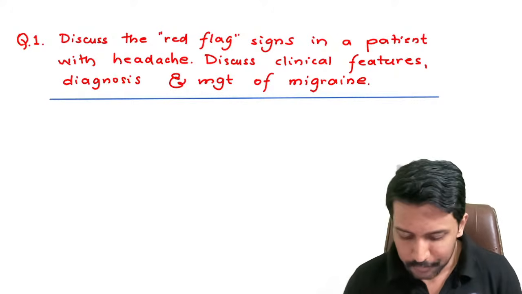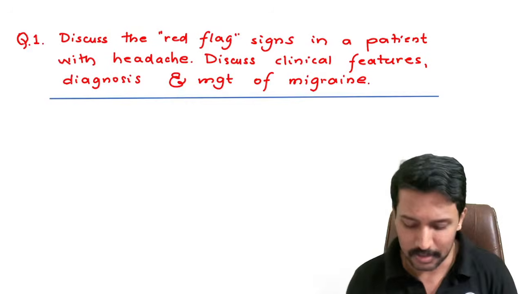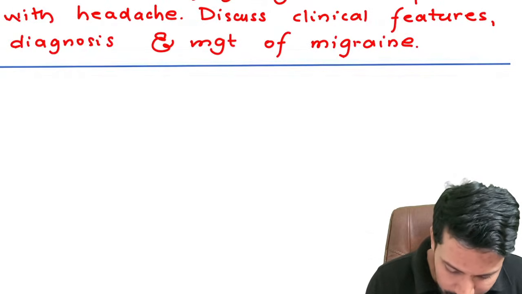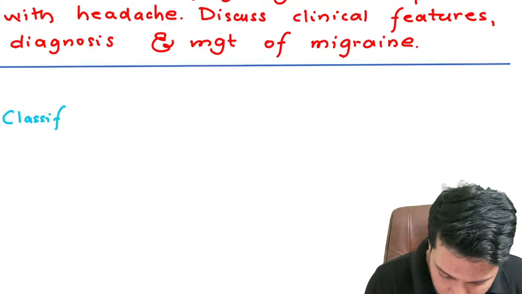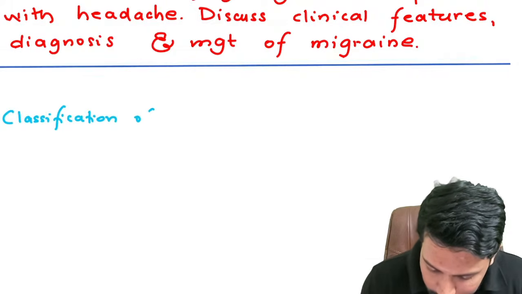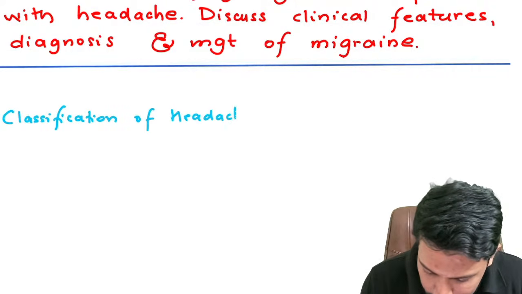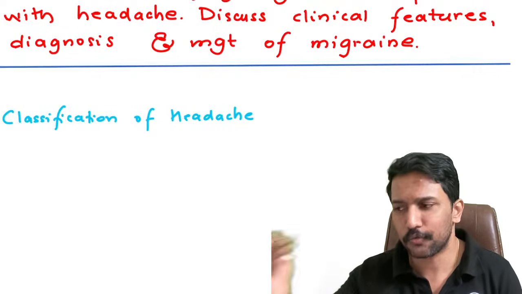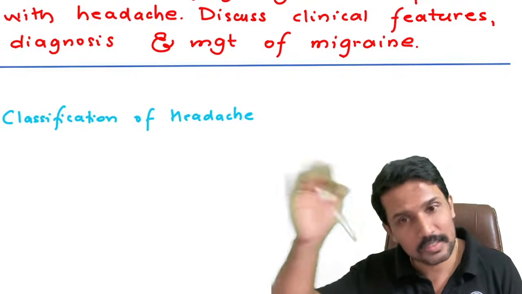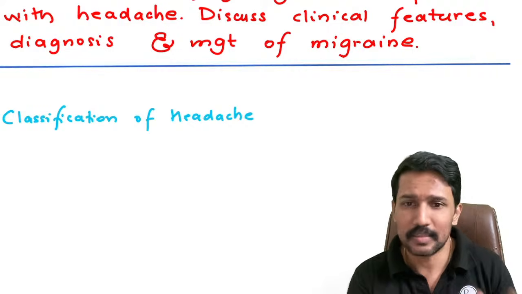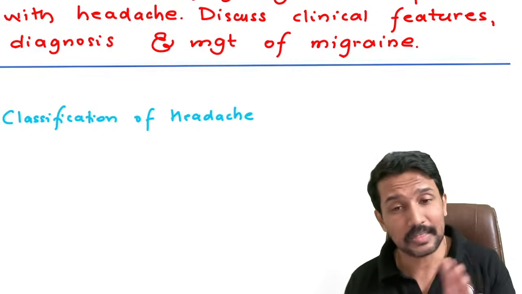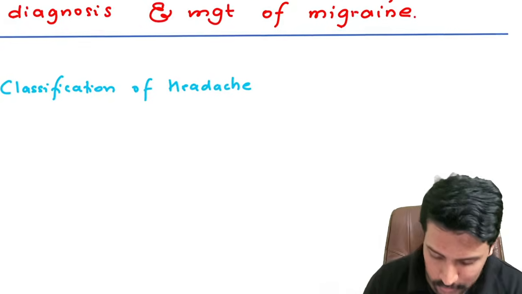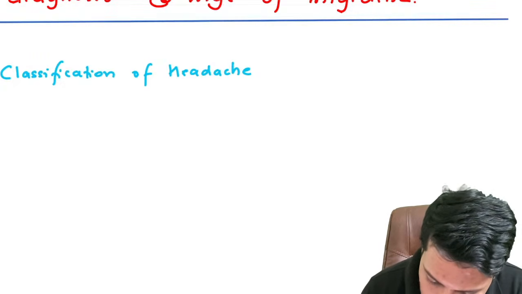So let us begin by first classifying the headache. Though in this question there is no mention of classification, your university paper might ask you to classify. The headache is classified into two broad categories: the primary headache, where headache itself is a diagnosis, and a secondary headache, where headache is part of another disease, where the real diagnosis is that disease. For example, meningitis. Meningitis is the diagnosis, but headache is one of the symptoms. But in tension type of headache, headache itself is a diagnosis. Migraine, headache itself is a diagnosis. So the headaches are classified into primary and secondary.